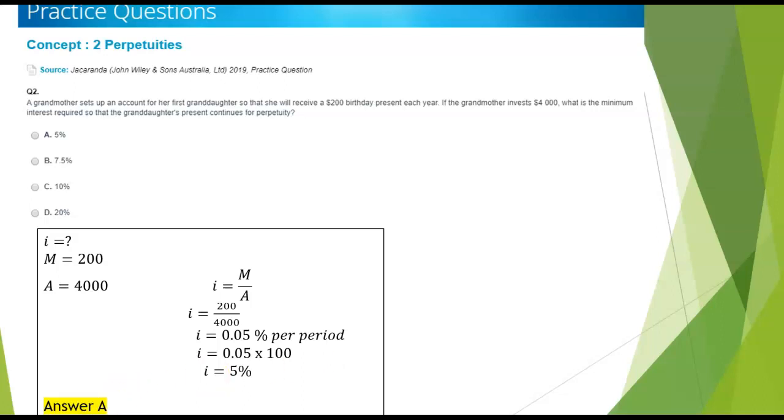$200 per year is the payment amount. $4,000 is the original investment. So plug that into our calculator and we get 0.05 per period. Right? And it's an annual period, so we just multiply by 1. And to convert it to a percentage rate, we multiply by 100. And so it's a 5% interest rate. So our answer is answer A.